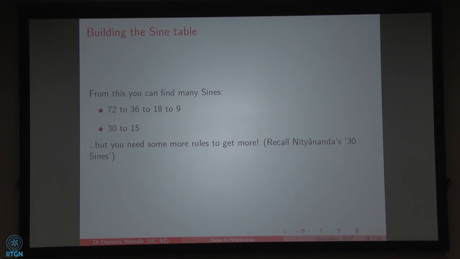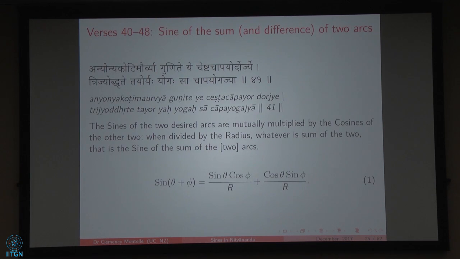So we can fill up many values of our sine table, but we can only get down to the sine of 9 degrees. So what next do we need to do to get at least down to the sine of 3 degrees is what Nityananda tells us next. This is what I'm going to look at, this rule, which of course is known at least as early as Bhaskaracharya in his Jyotpatti, but is given quite an interesting rationale and demonstration by Nityananda.